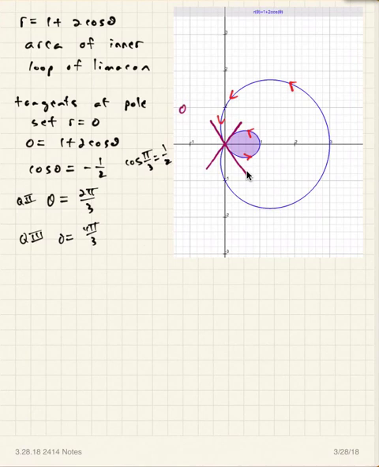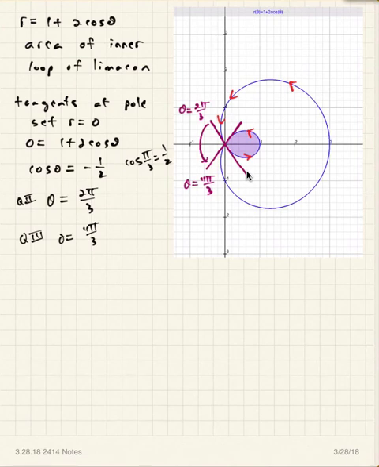So those are the angles I'm talking about right here. This is the angle theta equals 2 pi over 3 right here. So it passes through the pole at theta equals 2 pi over 3. And then as the theta values proceed on from 2 pi over 3 to 4 pi over 3 right here, the r values are all negative. And that's why you're tracing out the loop on the other side of the pole there. It's because the r values are all negative in that interval right there.